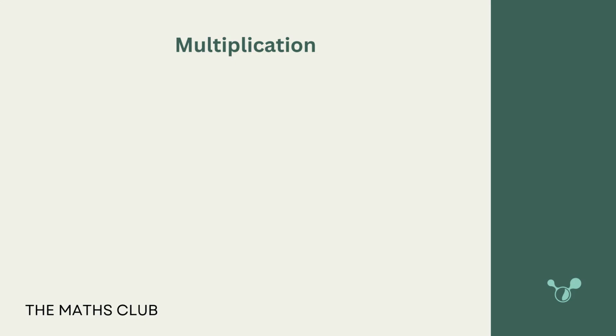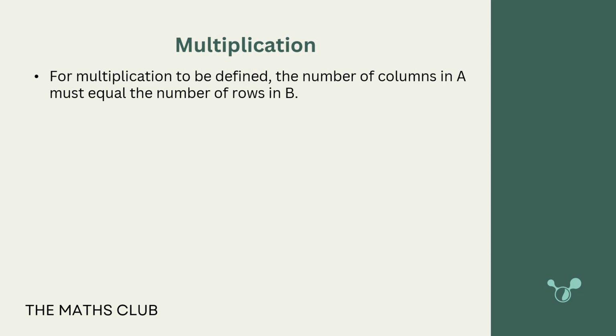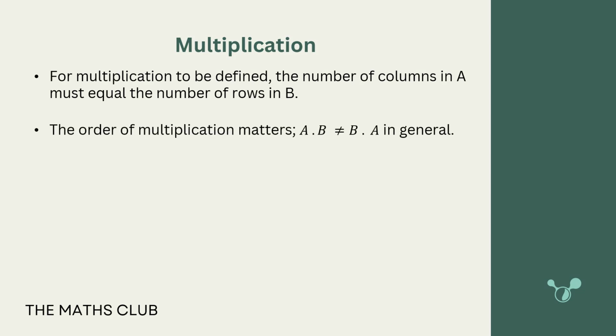Multiplication. How do we multiply two matrices? For multiplication to be defined, the number of columns in A must equal the number of rows in B. The order of multiplication actually matters. You can't say A times B and expect the same answer as B times A. Although in mathematics, 2 times 3 gives the same answer as 3 times 2, in terms of matrices, it does not hold. Remember this first law that the number of columns in matrix A must be equal to the number of rows in matrix B, and we will see why.